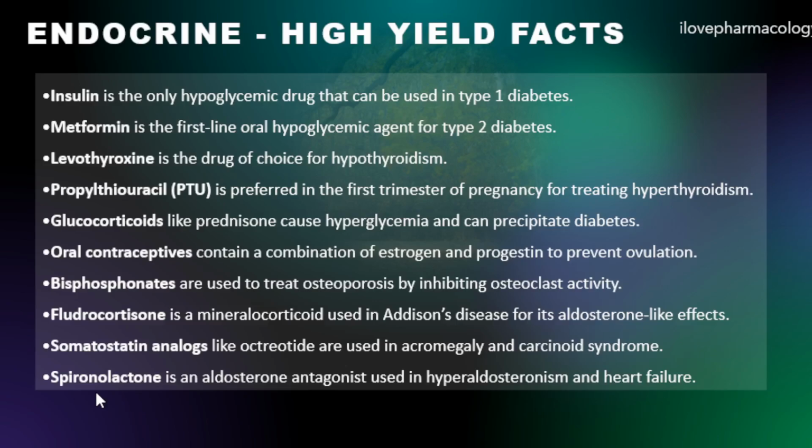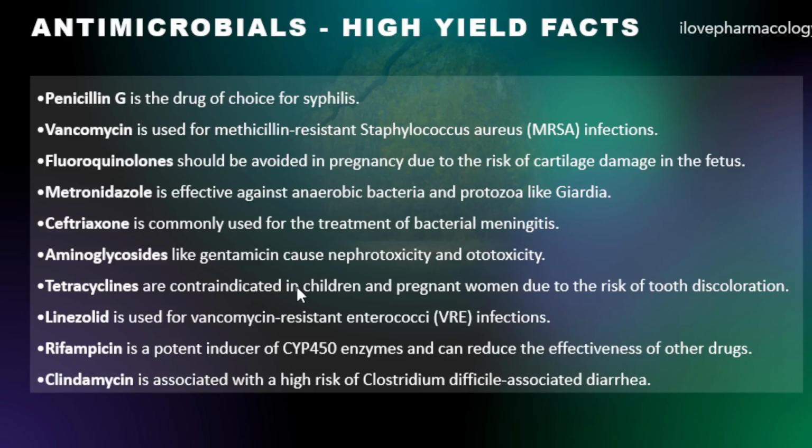And a very important drug not to forget is the potassium sparing diuretics like spironolactone, amiloride, eplerenone, triamterene, etc. Here, spironolactone is an aldosterone receptor antagonist which is used in hyperaldosteronism and in case of heart failure. So coming to the important facts about the antimicrobial agents, penicillin G is the drug of choice for syphilis.